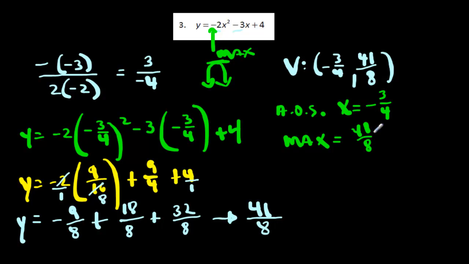or 5 1/8. And it also wants the range. So the range is going to be the set of all y's such that y is less than or equal, because it opens down, to k, which is 41/8.